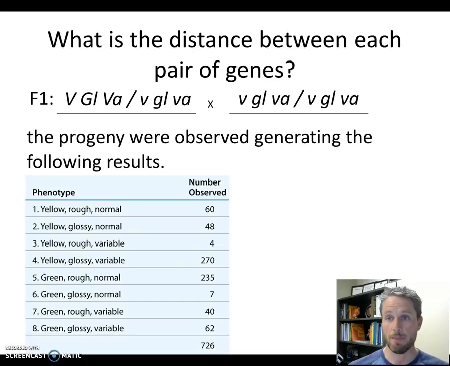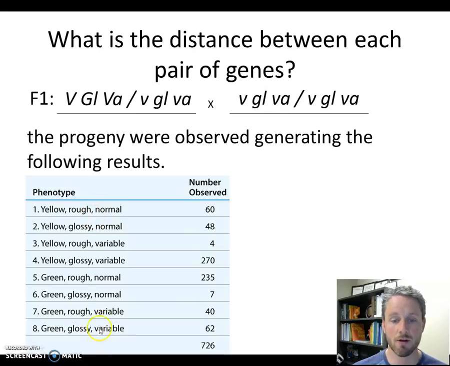So again, the last question we want to answer is what is the distance between each pair of genes on the chromosome? Again, we know we did this cross where we had this F1 progeny. One of the chromosomes in that F1 progeny had nothing but dominant alleles. The other chromosome had nothing but recessive alleles. We said those were the parental allele combinations. We again crossed to a homozygous recessive individual. Both chromosomes carried just the recessive alleles.